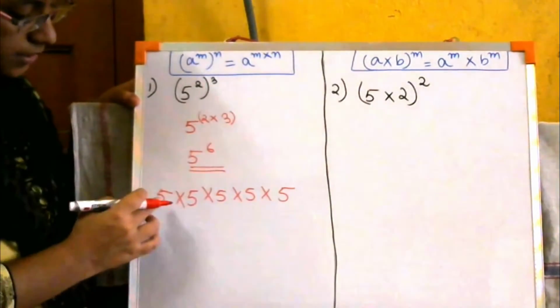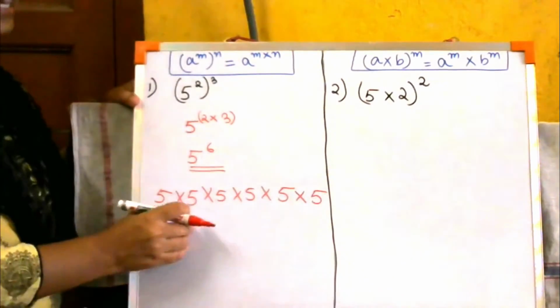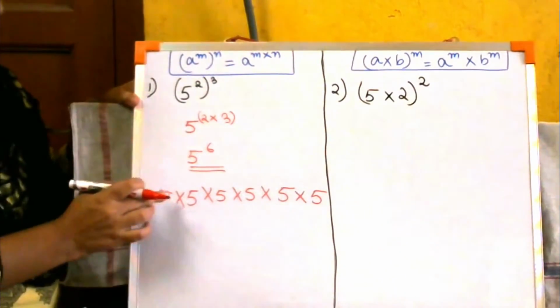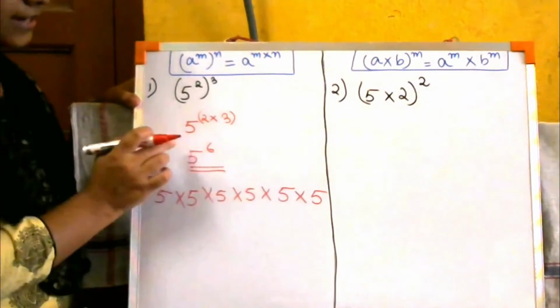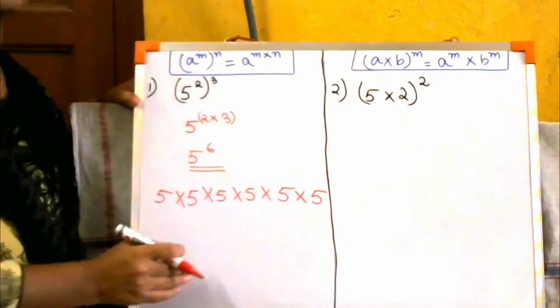Let me see how many 5s I have written. 1, 2, 3, 4, 5. Another one. See, there are 6 5s over here. 1, 2, 3, 4, 5, 6. That is what this line means. 5 to the power 6 means there are 6 times 5.